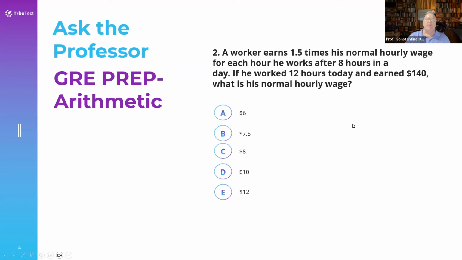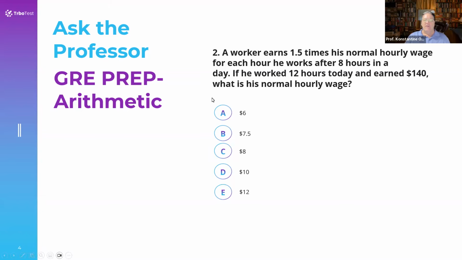The next question we have for arithmetic is, a worker earns 1.5 times his normal hourly wage for each hour he works after 8 hours in a day. If he worked 12 hours a day and earned $140, what is his normal hourly wage?